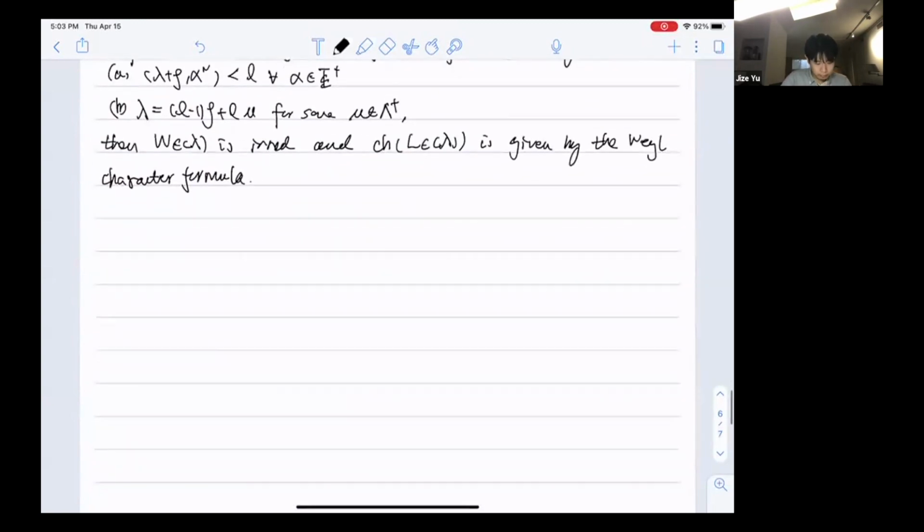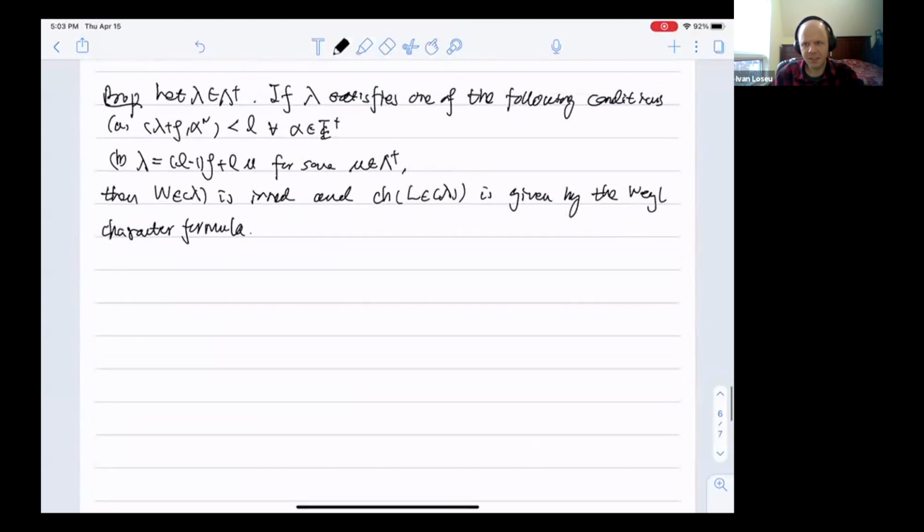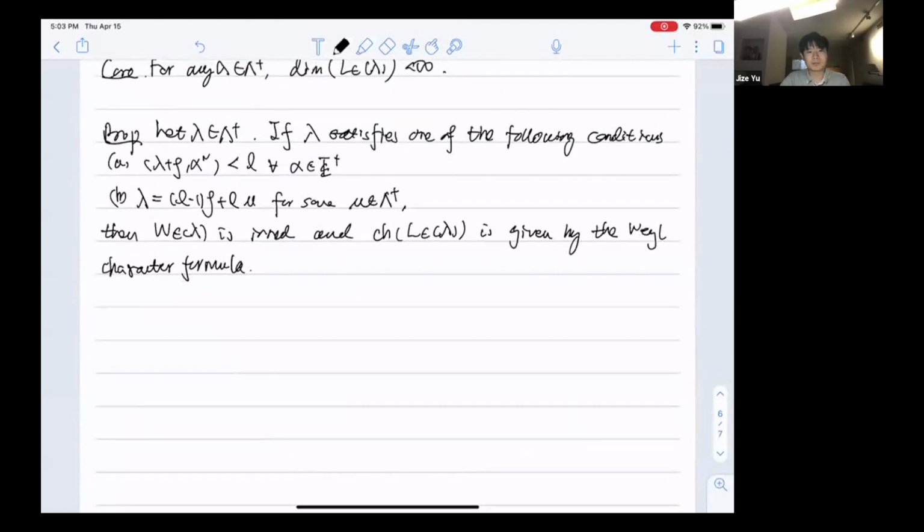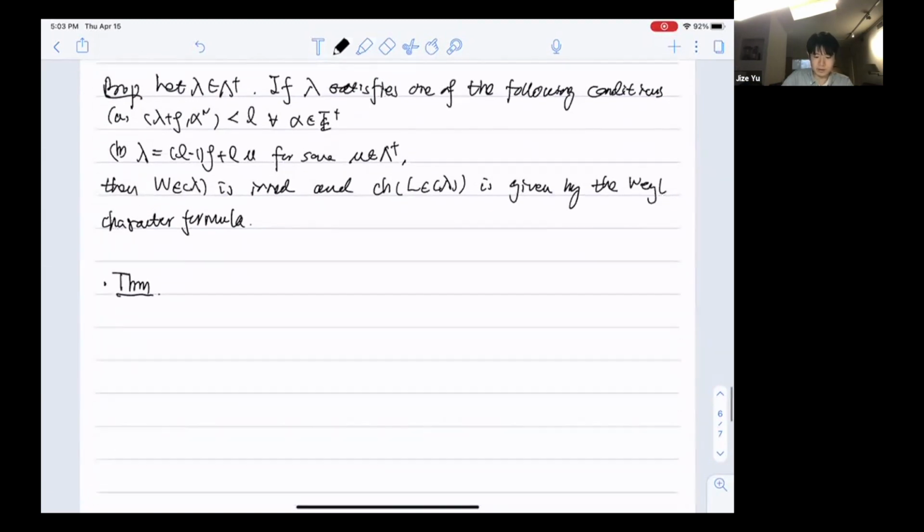Much of this is going to be proved later. Right. I'm going to skip the proof of the proposition and directly go into the main theorem of this section. But this proposition will be proved later in the lecture. Let's do the main theorem.